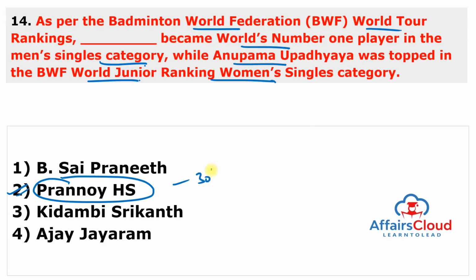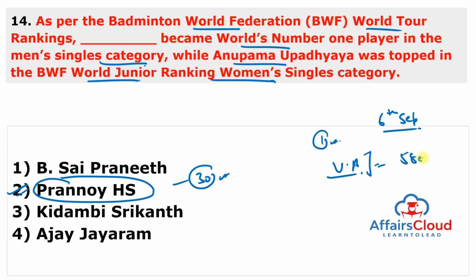So 30-year-old Indian shuttler Pranay HS became the world number 1 player in the men's singles category in the Badminton World Federation World Tour ranking as on the 6th of September 2022, overtaking the defending world champion Victor Axelsen. He accumulated almost 58,090 points in the tour, 2,500 points ahead of Victor Axelsen. But you can also remember one name, Anupama Upadhyay.